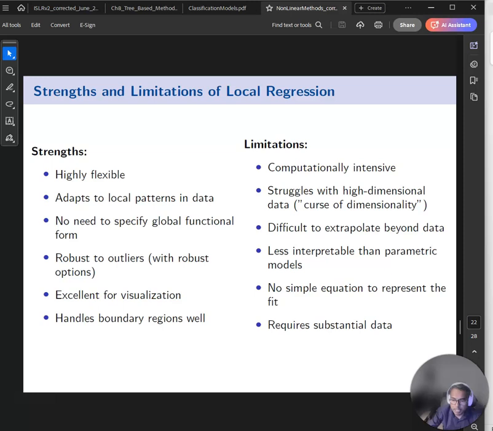It can be computationally intensive, especially in a large data set, since it requires fitting many local models. It struggles with high-dimensional data due to the curse of dimensionality. What we mean by that is, as dimensions increase, neighborhoods become sparse. It doesn't provide a simple equation for the fitted function, making it difficult to summarize or communicate the relationship. It becomes less interpretable than parametric models. And because of these limitations, local regressions are used more often for exploratory analysis and visualization than for formal inference.